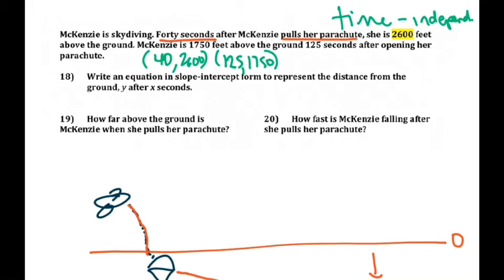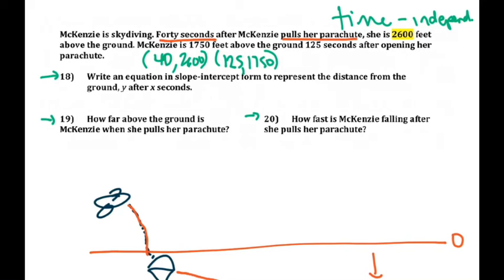Now, using 2 ordered pairs, can you remember how to write an equation of a line using point-slope form? And then can you answer the questions that relate back to the equation? So I want you to pause the video. I want you to complete 18, 19, and 20. Then come back and make sure you did it right.